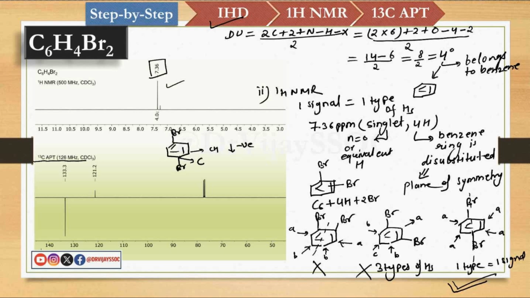So you can see that we have only two signals, one is this one and one is this one. This signal belongs to CH because it is on the downward side, and this one belongs to the carbon attached to the bromo. So we can easily say that this carbon NMR belongs to this compound. So unequivocally we can state that this is the correct structure for the given NMR spectra.